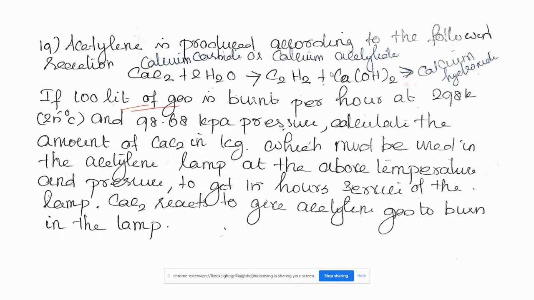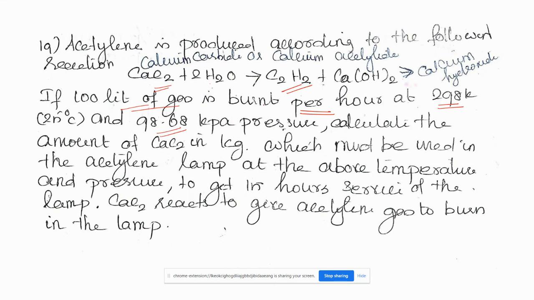So once again, I repeat this problem. They have given acetylene, that is C2H2, being produced according to the following reaction, that is calcium carbide reacts with water to give you acetylene and calcium hydroxide. They have given that 100 liters of gas is burned per hour. The acetylene gas burning rate is 100 liters per hour. The temperature is 298 Kelvin and the pressure is 98.68 kilopascal.